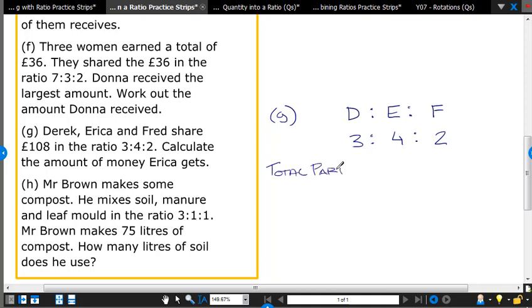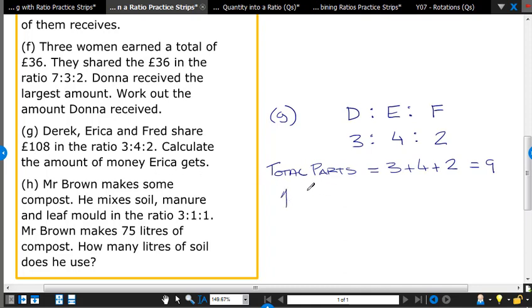Parts equals 3 plus 4 plus 2, right? Derek gets 3 parts, Erica gets 4 parts, and Fred gets 2 parts. 3 plus 4 is 7. 7 plus 2 is 9. So we have 9 parts. And we have 108 pounds.